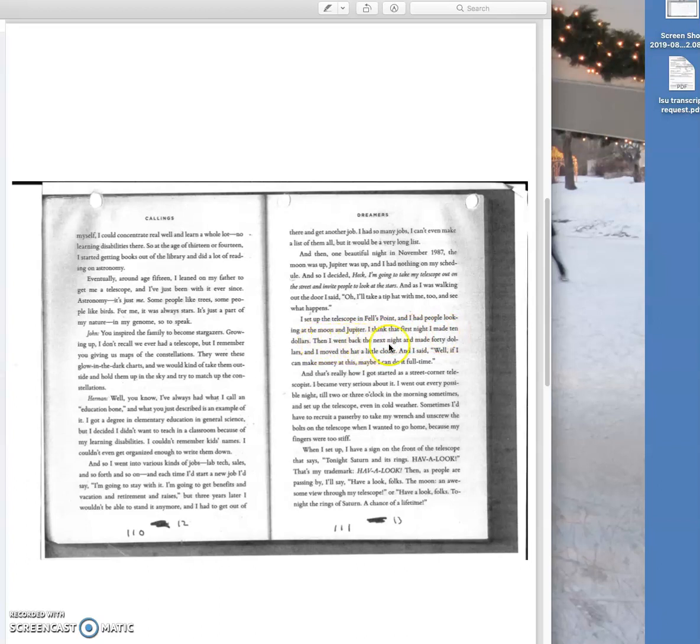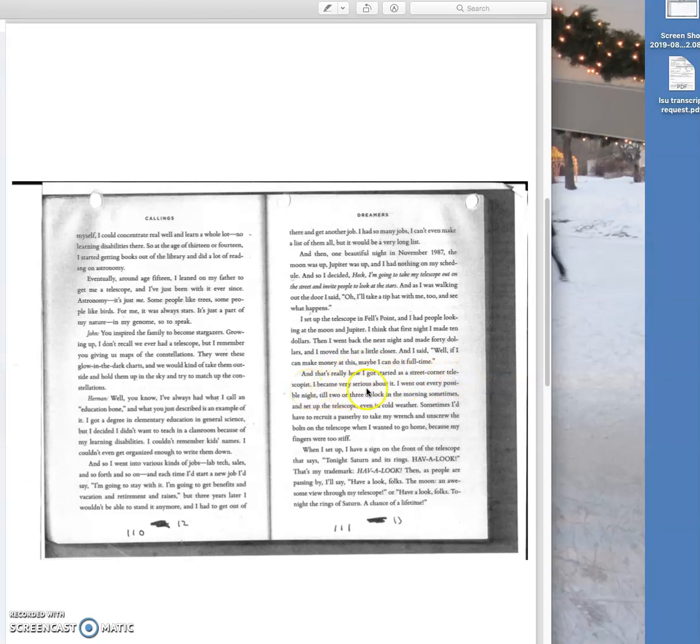I think that first night I made $10. Then I went back the next night and made $40. And I moved the hat a little closer. And I said, well, if I can make money at this, maybe I can do it full time. And that's really how I started as a street corner telescopist.